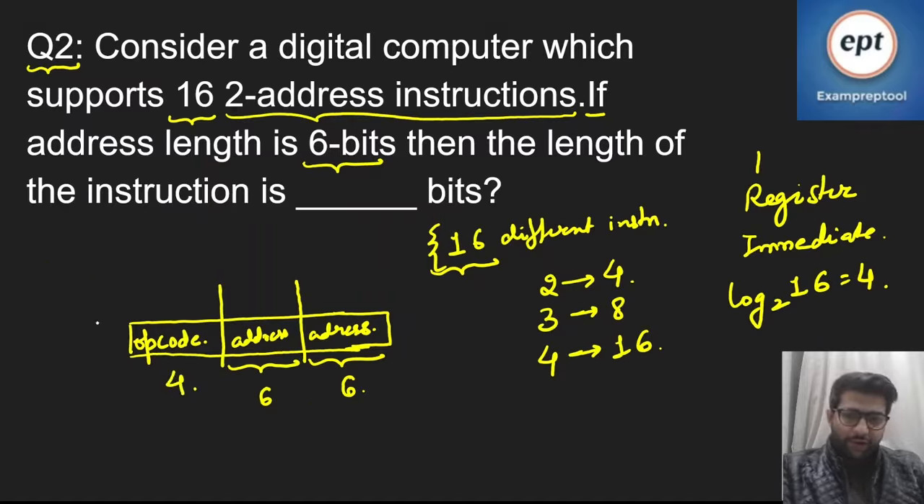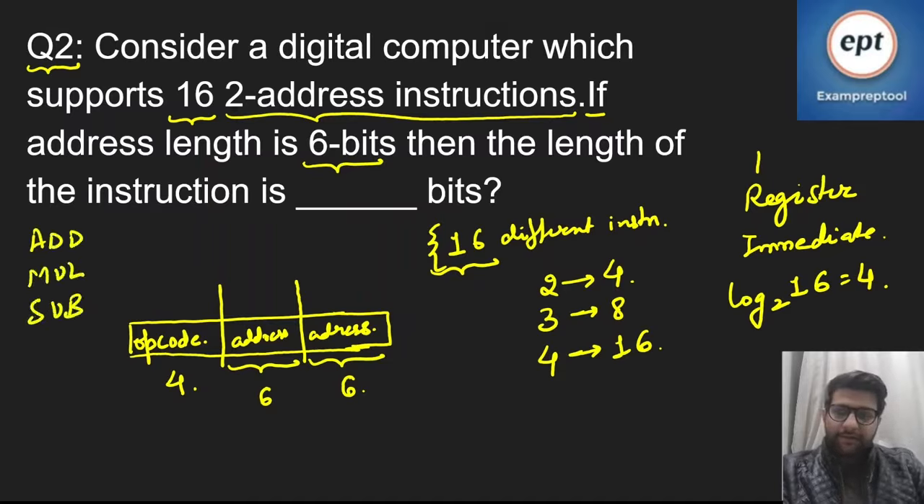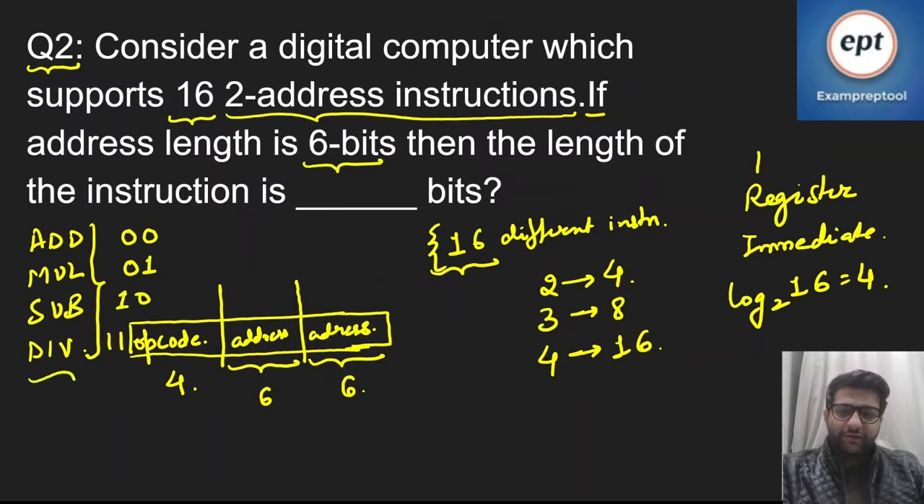To explain it more clearly, let's say the computer is supporting 4 different instructions: add, multiply, subtract, and let's say divide, right? Now for these different instructions, there should be a code for each of them, right? Let's say 00 is representing the add operation, 01 is representing the multiply operation, 10 is representing the subtract operation, and 11 is representing the division operation, right?